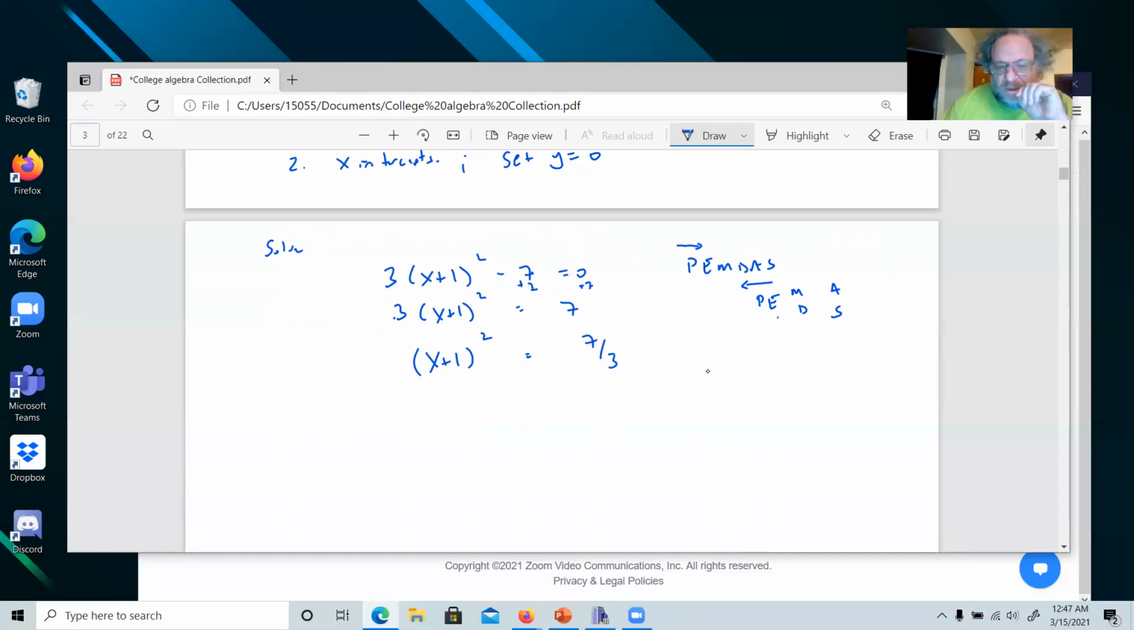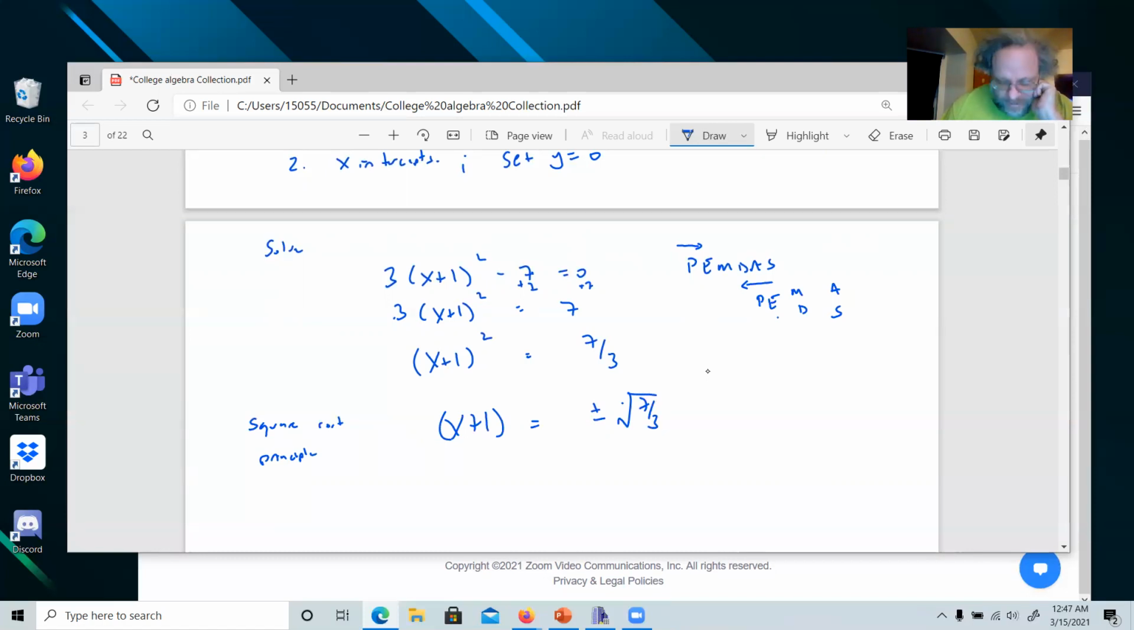But here we're going to use what's called the square root principle. Okay, so we have x plus 1 is equal to plus or minus the square root of 7/3.